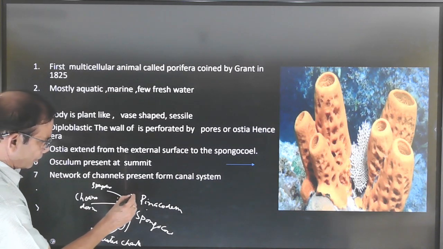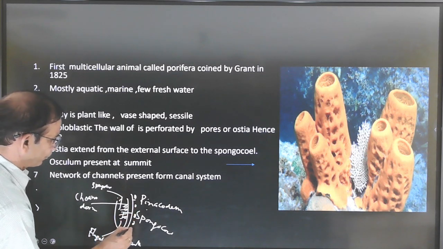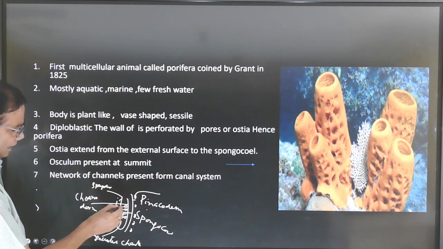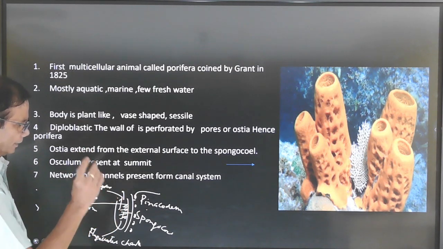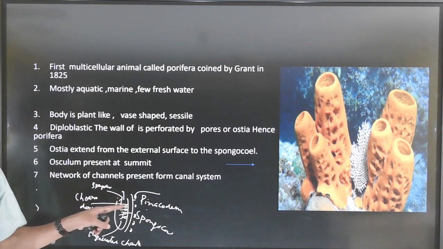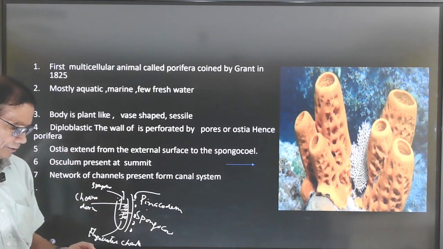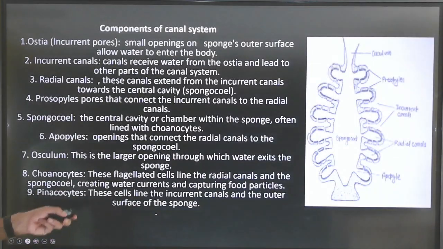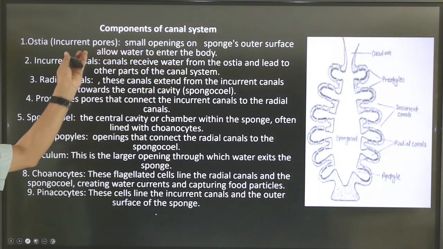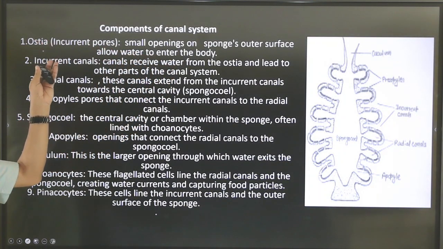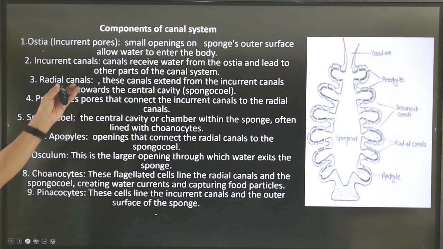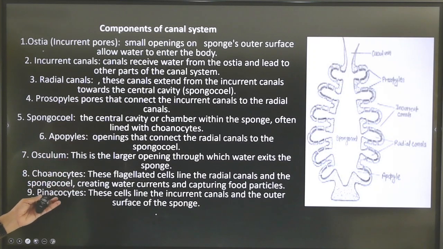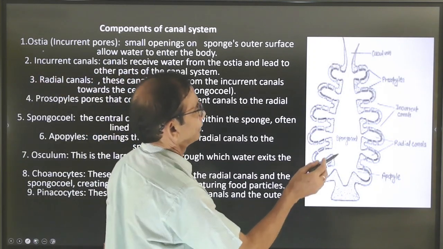So the outer structure has the pores. Water from the sea moves through here, then enters here, then passes out through there. This is called the canal system. These are the components of the canal system: first ostia, then incurrent canals, then radial canals, then prosopyle, spongocoel, apopyle, osculum, choanocyte, and pinacocyte. See this picture.